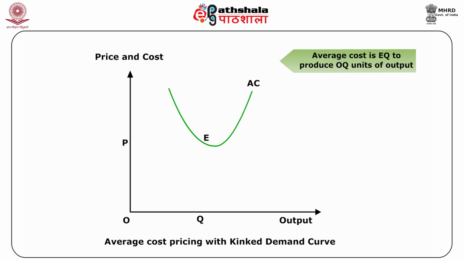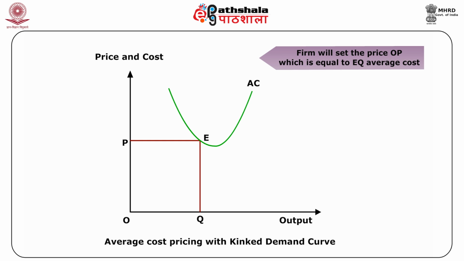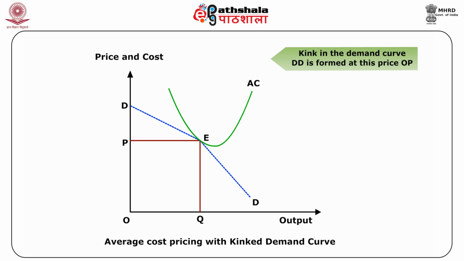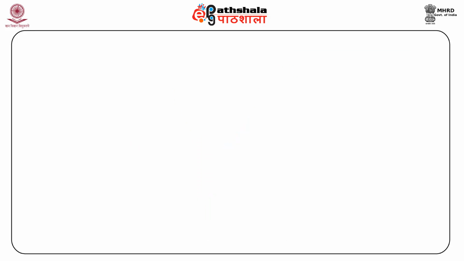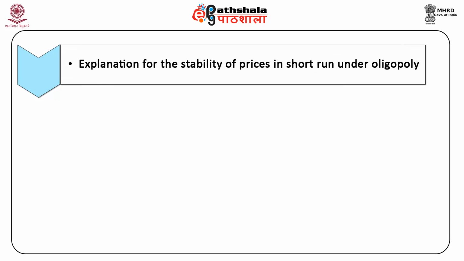Suppose average cost is EQ to produce OQ units of output, then the firm will set the price OP, which is equal to EQ, the average cost. The kink in the demand curve DD is formed at this price OP. Hall and Hitch used the average cost pricing with the kinked demand curve to provide the explanation for the stability of prices in the short run under oligopoly.